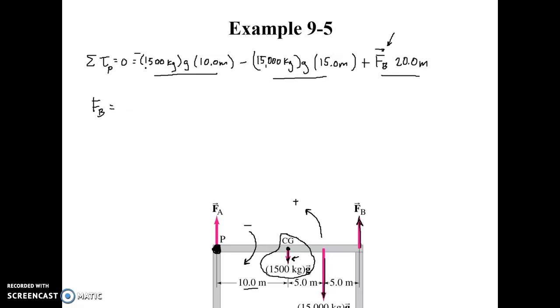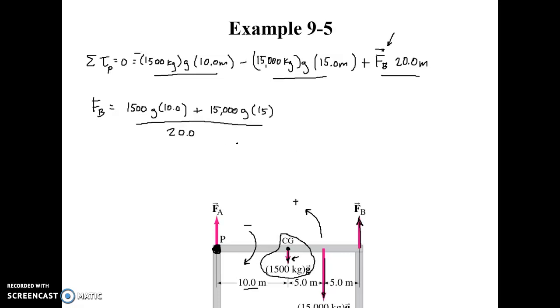Fb is equal to these. I'm going to leave Fb alone. It's positive. It's going to stay where it is. The other two terms were negative. They're going to move over to the right side of the equation by adding them. So this will become a positive 1500 G times 10 plus 15,000 G times 15. And then we also had this 20 being multiplied by the Fb, so we've got to divide all of that by 20.